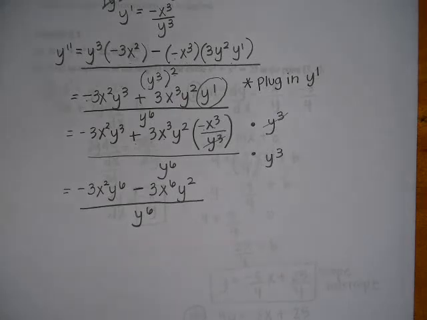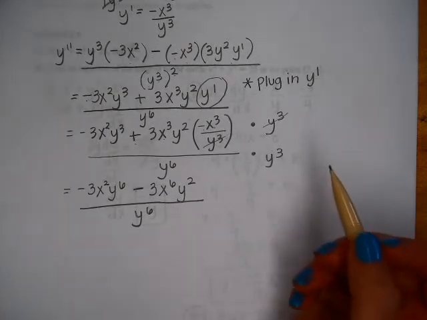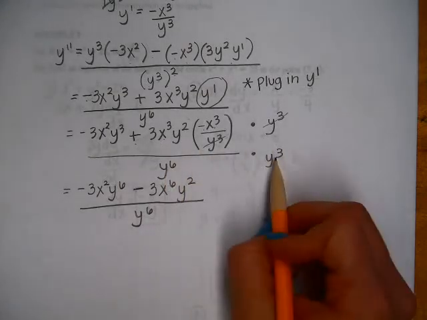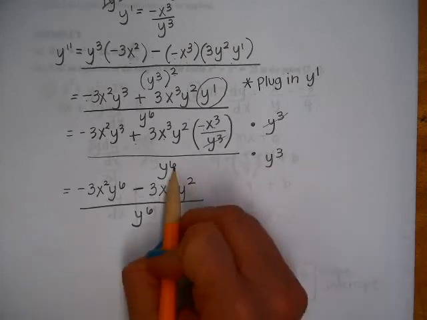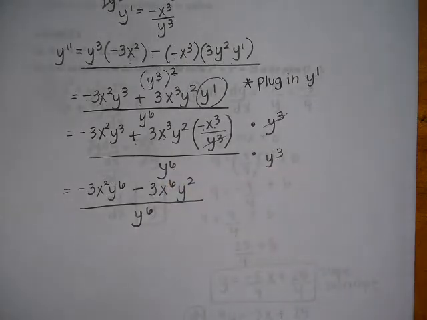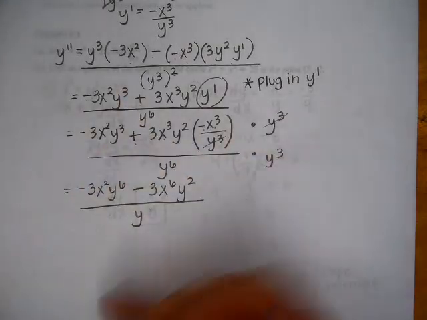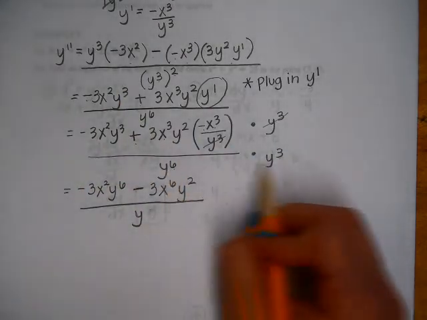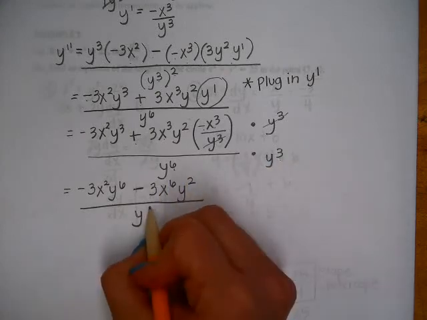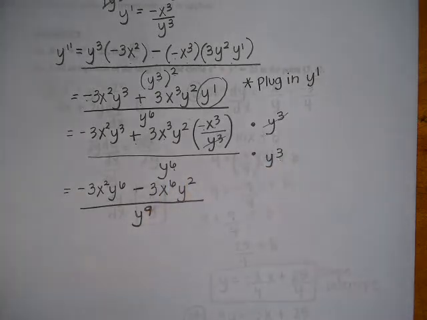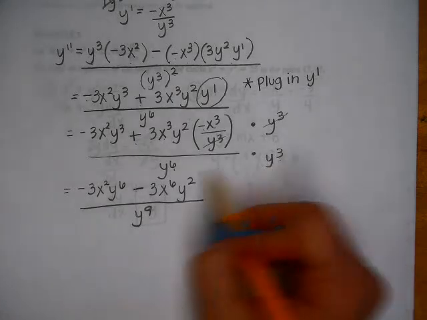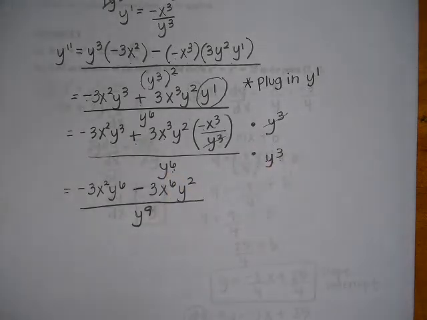Negative 3x squared y to the 6 minus 3x to the 6 y squared all over y to the 6. Just kidding. I also need to multiply y cubed times the bottom, right? And so what should this be? I know that you would tell me this should be 6 plus 3, which is to the 9th. Okay? So don't forget to multiply that times the bottom as well.